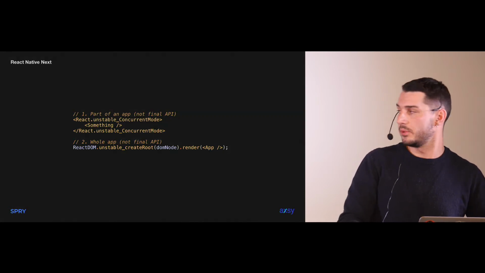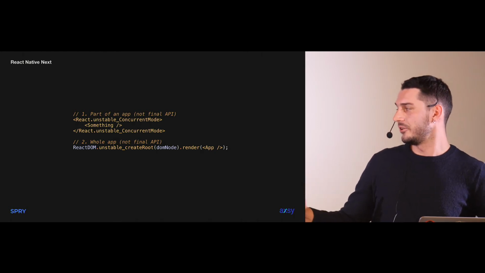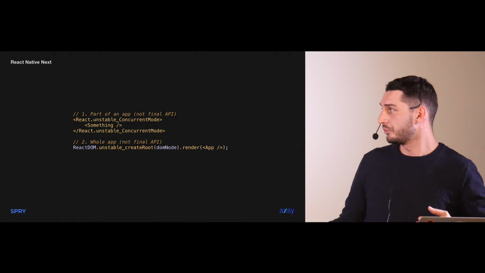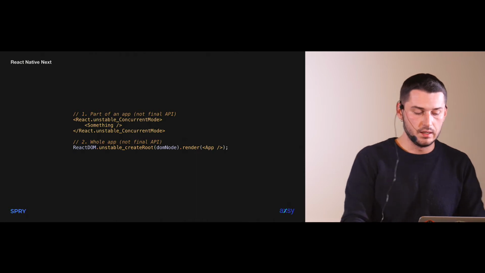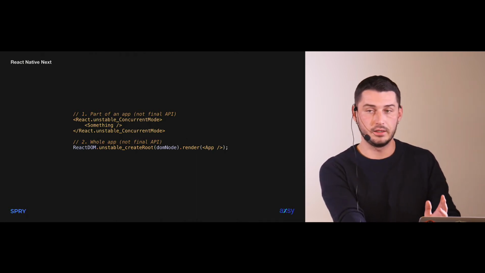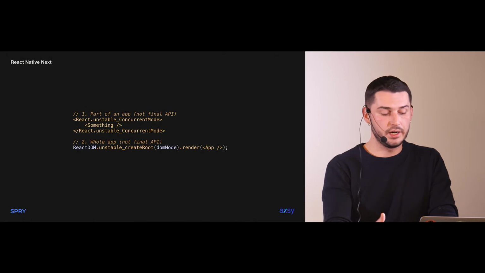You just wrap your component with this unstable concurrent mode, and then you're using unstable create root to be able to render this. And both of these are not a final API. So this is completely opt-in, and as I said, it allows React to interrupt a long-running render with handling higher priority events.